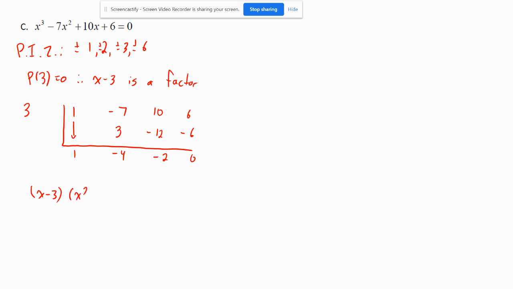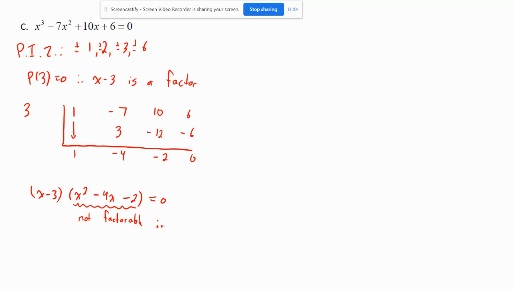All right, so here's what we're left with. So we have x minus 3, and then we have x squared minus 4x minus 2. Now, the problem you might recognize with this question is this guy over here is not factorable. Okay. Now, just because the quadratic over here is not factorable does not mean it's not solvable.